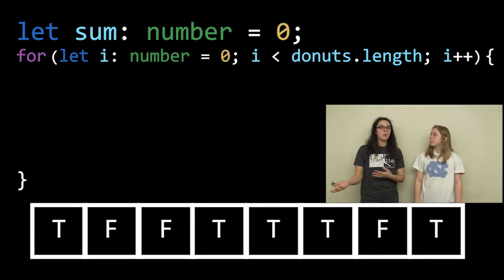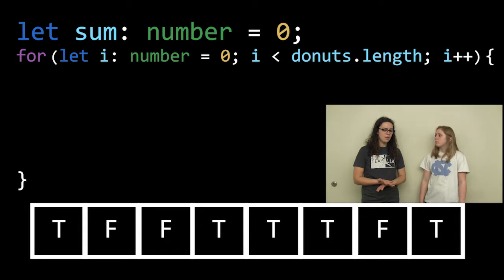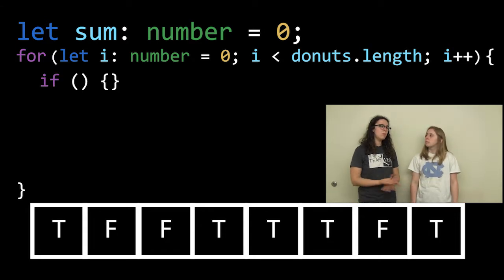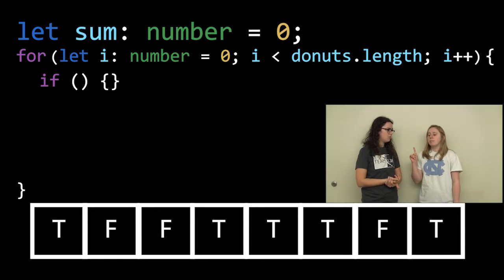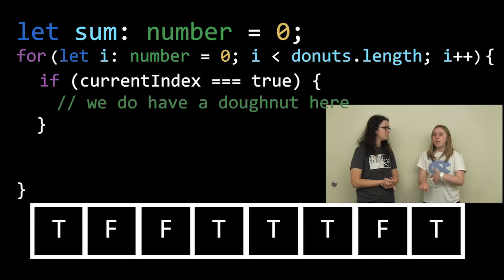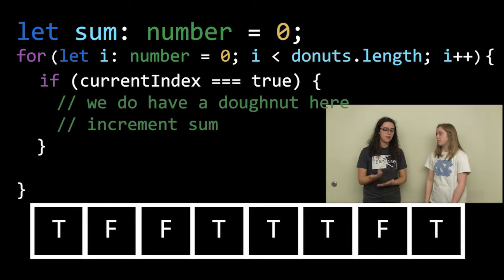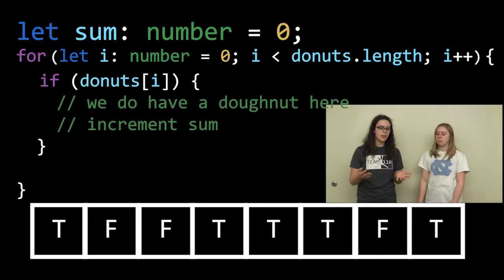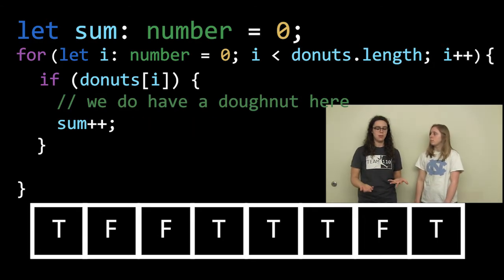So now we've got it so that we're going through our array, but we want to check to see if our donuts are there or not, right? Yeah. So we could do that with an if statement. What would we want to check, do you think? I think we want to check if the element at the index that we're at right now is true, and if it is true, that means we do have a donut there. And if we do, we want to increment our sum variable. Okay, cool. So we can do that by saying if donuts at I, and then going into that if statement, increment sum, the same way that we incremented I before by saying sum plus plus.